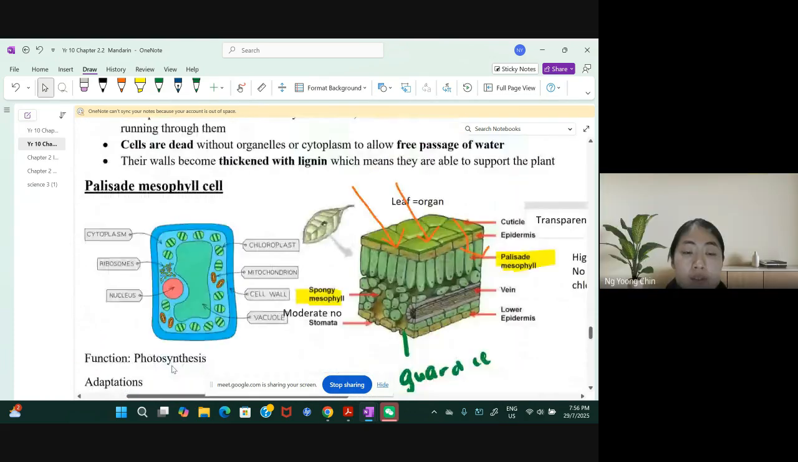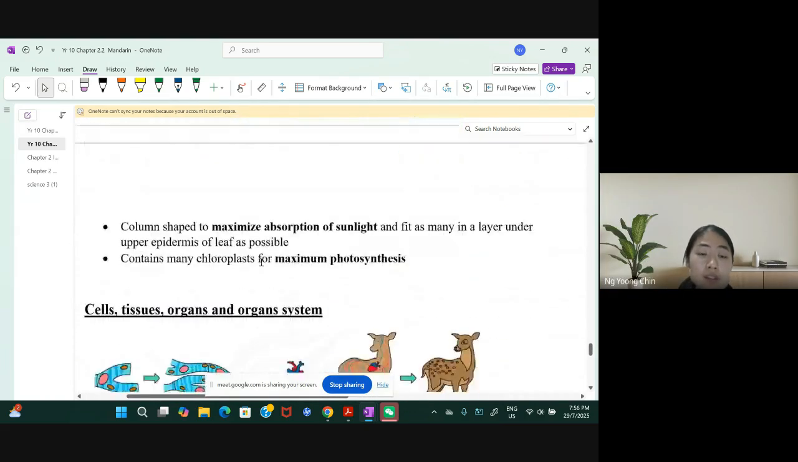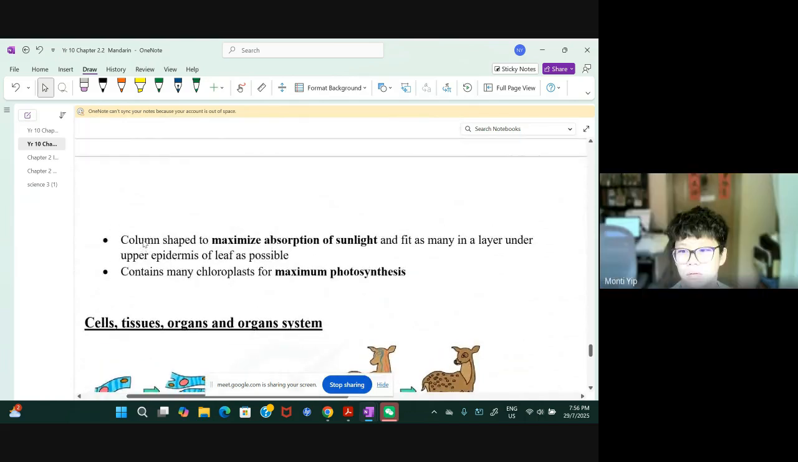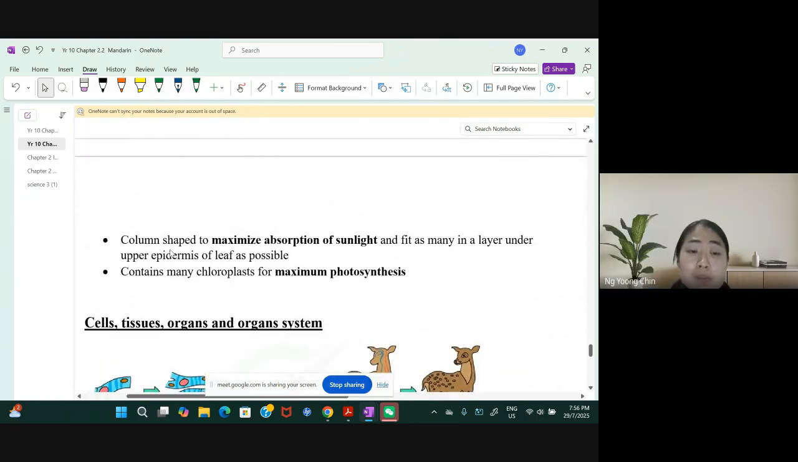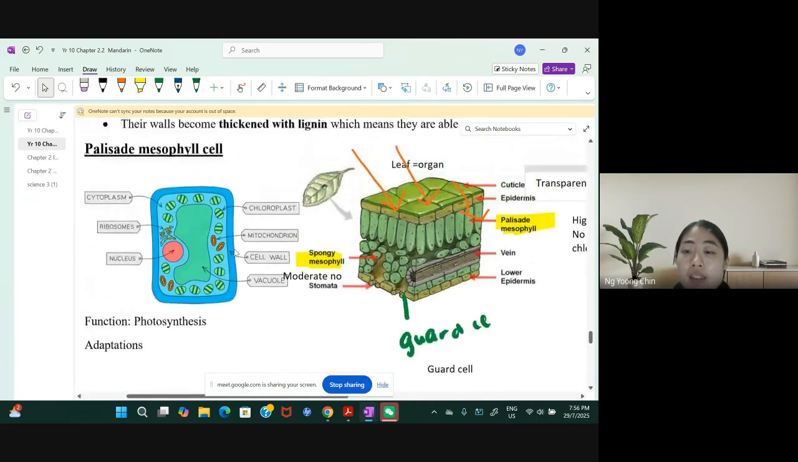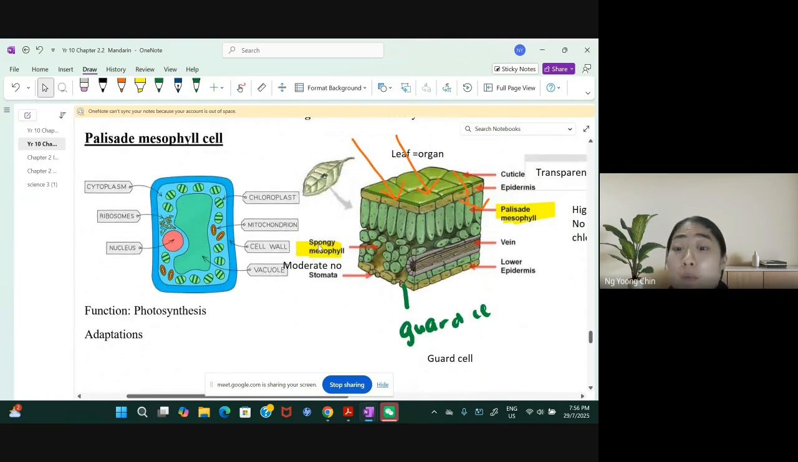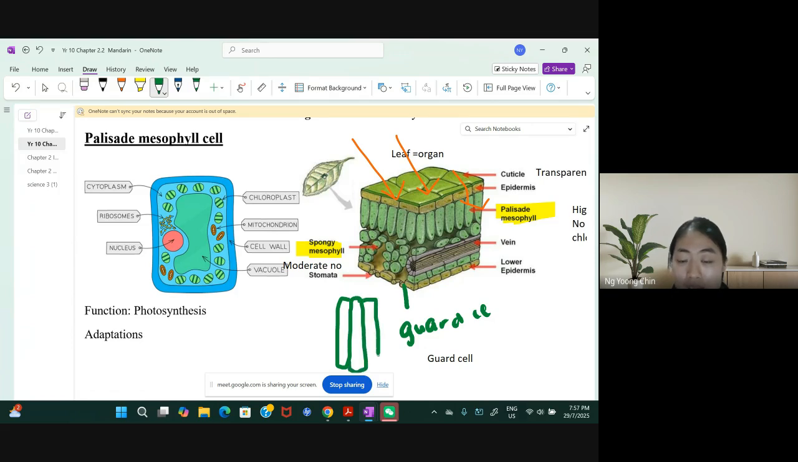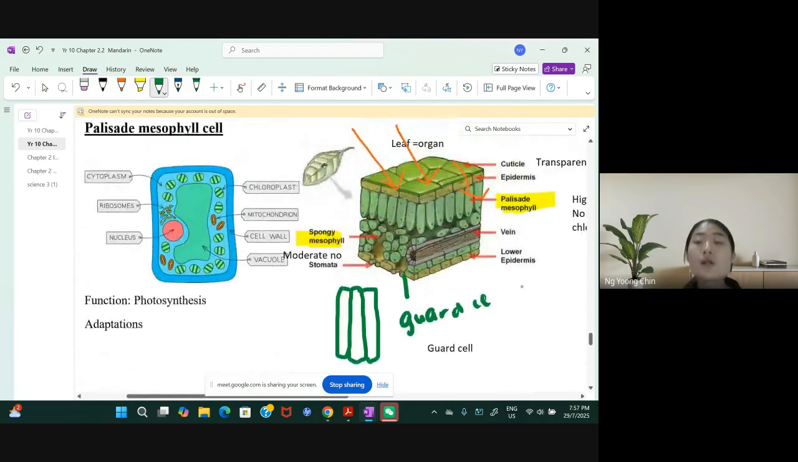So this is the palisade mesophyll cell, right? You can see this column shape. What does column shape mean? Column shape means their shape looks like a long rectangle, just like this. Understand? Yeah, because it's a long column shape.